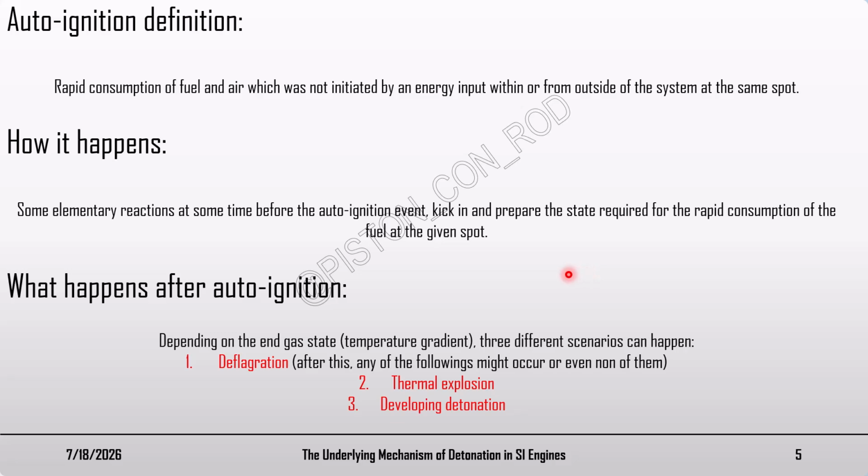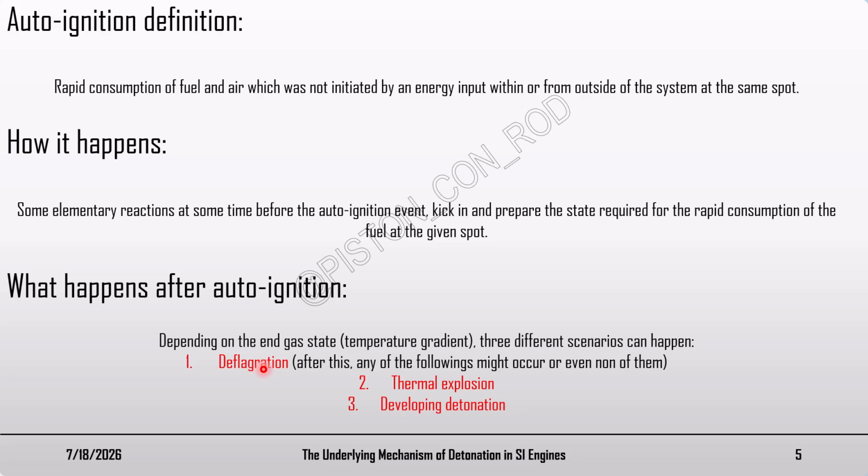So what will happen after the autoignition? Depending on the end gas state, specifically the temperature gradient around that spot, three different scenarios can happen. The first one being deflagration, the second one being thermal explosion, and third, developing detonation. So the deflagration is nothing very important. It will not develop into detonation or knock at that spot. Deflagration is very similar to normal combustion.